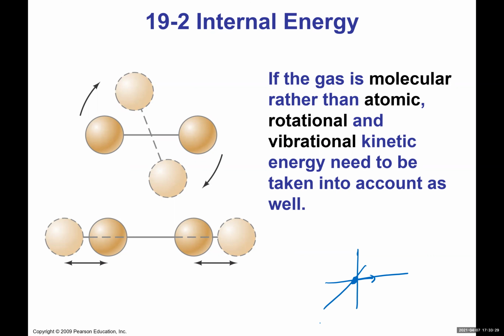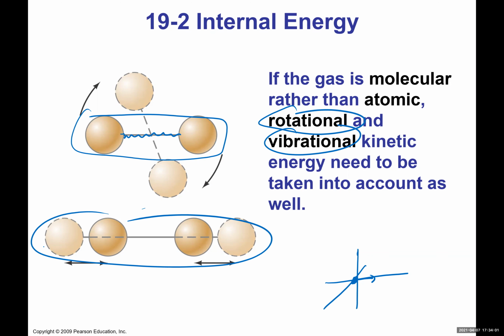But if it's a molecule like this, molecules usually have a spring-type or string-type connection between them. So then you can see they can also rotate. There's also a rotational motion. And because there's a spring-like, elastic force between them, it can rotate or just go back and forth, which means it can also vibrate. So that means not only translational, but also rotational plus vibrational kinetic energy.